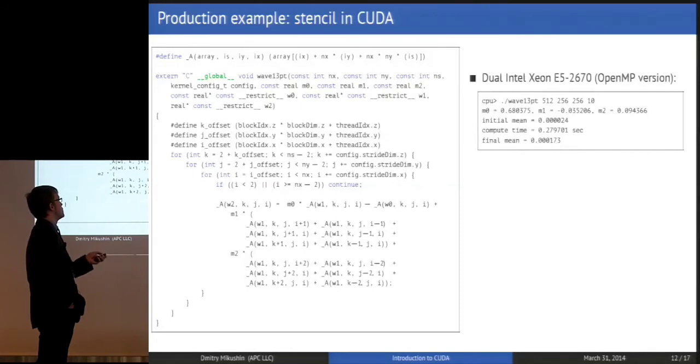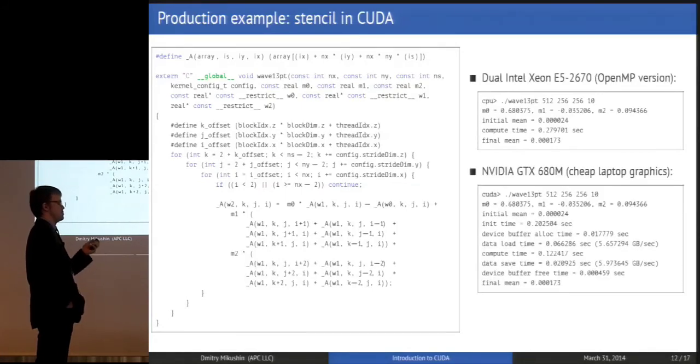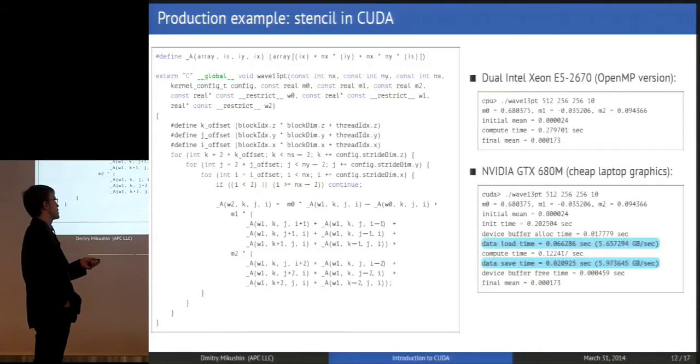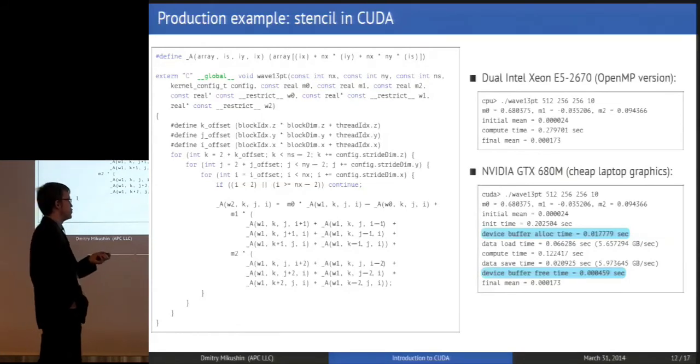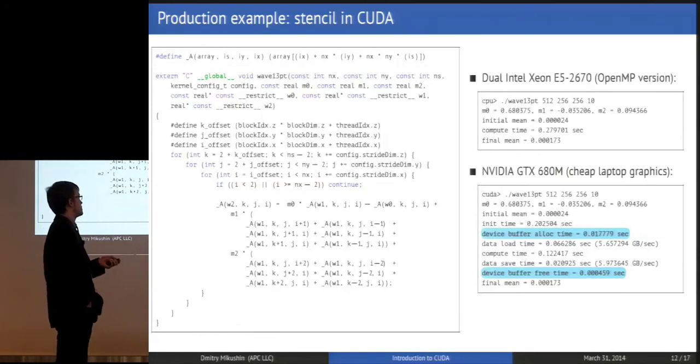We have this compute time, and in case of cheap laptop graphics similar to this laptop, we have more than 2 times less compute time, but we also have the latency for data stores and for host-GPU data loads and storing back the results. And there is also a latency for allocating the GPU buffers and deallocating them.